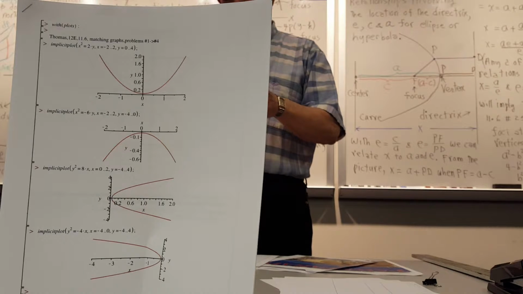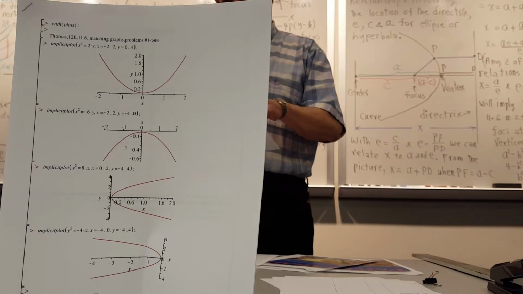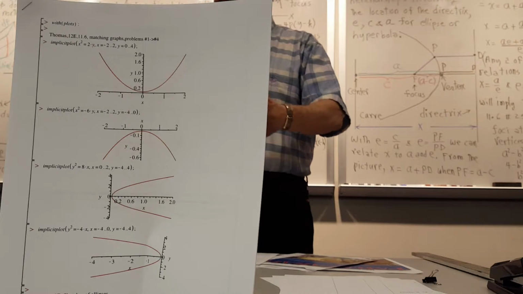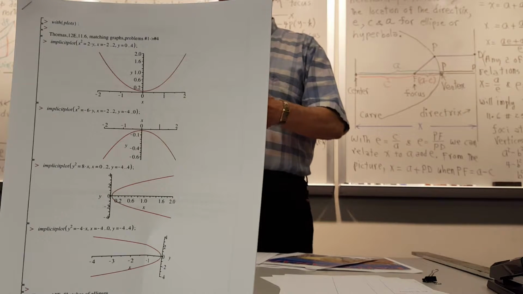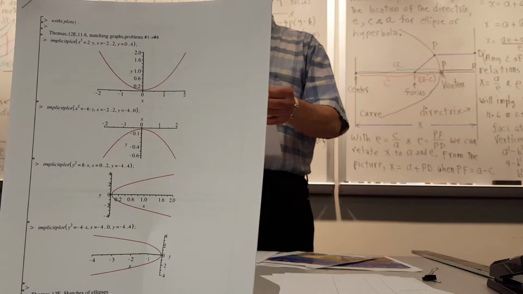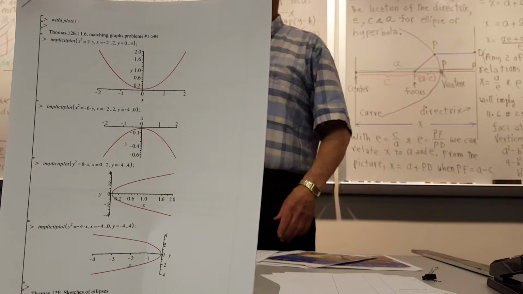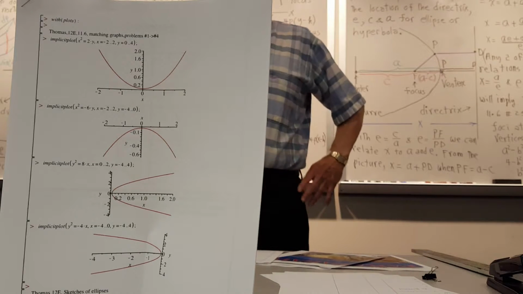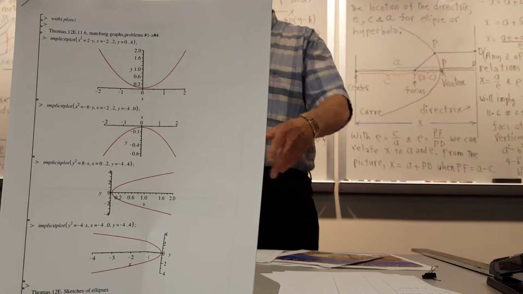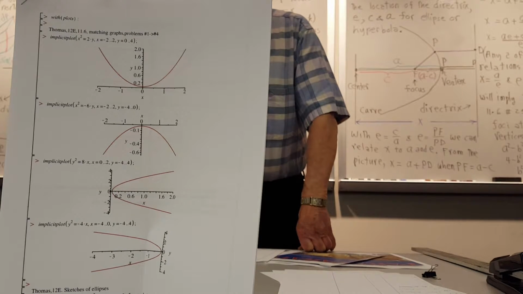The first problems in 11.6, where they're talking about matching graphs, problems 1 through 4, they draw some pictures and give you some formulas, and you're supposed to identify which picture goes with which formula. The easiest thing to do if you're using machinery is simply to get it to draw all of the pictures for all of the formulas they give you, and then you can look at the pictures and see which is which. So that's what I've done with problems 1 through 4.